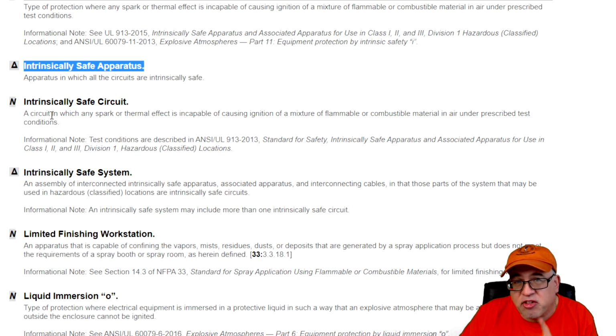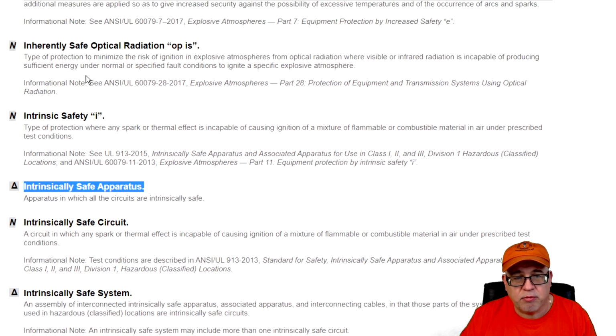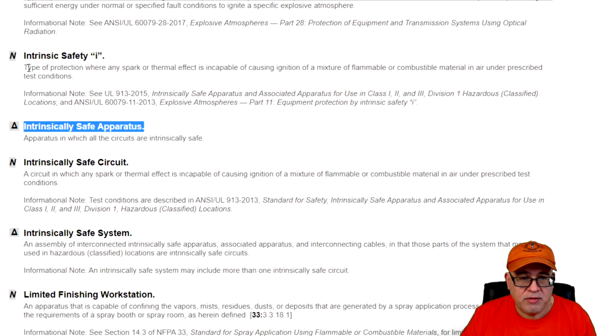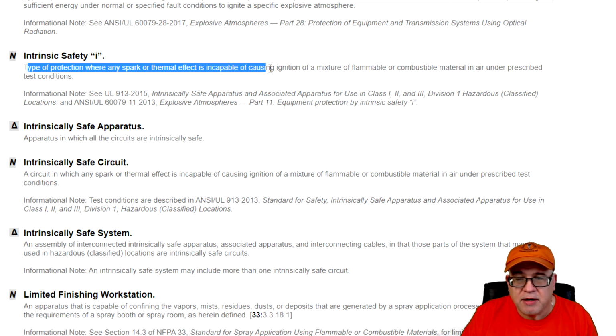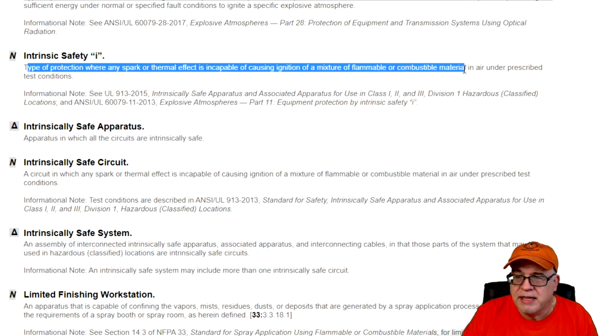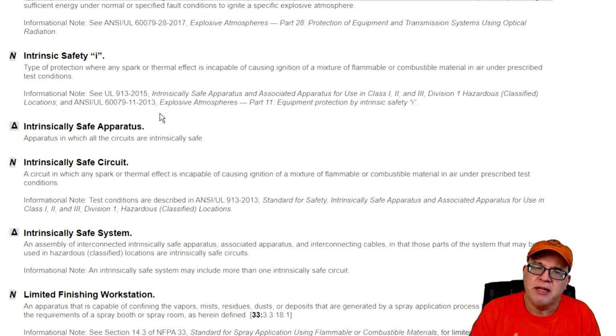What is an intrinsically safe circuit? Probably before we even get into that, we should look at a definition of what intrinsic safety is. It's represented by I, and that is a type of protection where a spark or thermal effects are incapable of causing the ignition of a mixture of flammable or combustible material in air under prescribed test conditions. Intrinsically safe to me means that there's not enough energy created by that circuit, apparatus, or system to generate an arc or enough heat that can cause a volatile condition in the surroundings. So it's considered intrinsically safe, and it's not going to start a chain reaction.